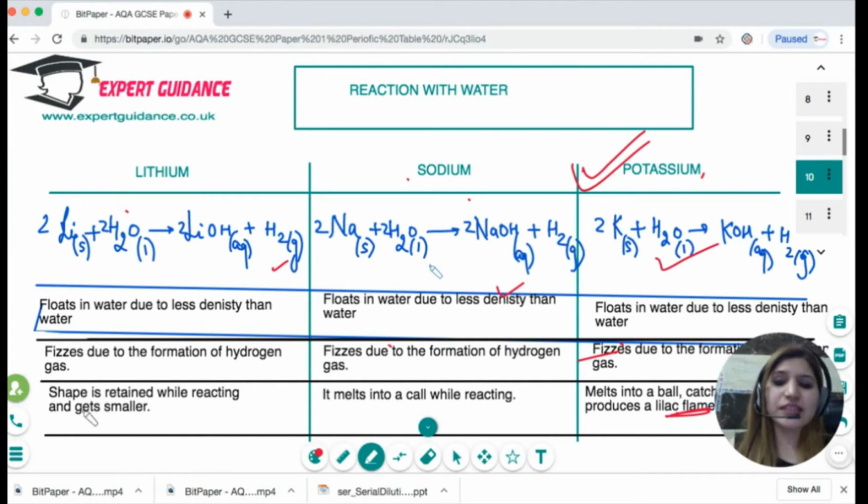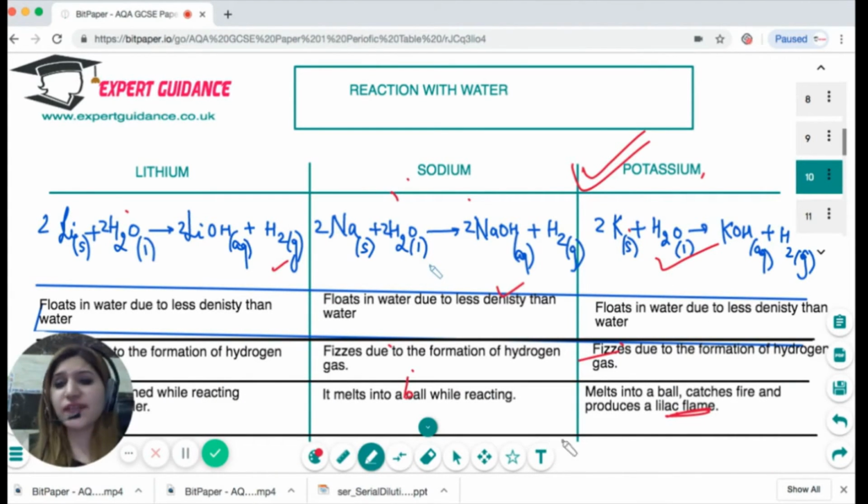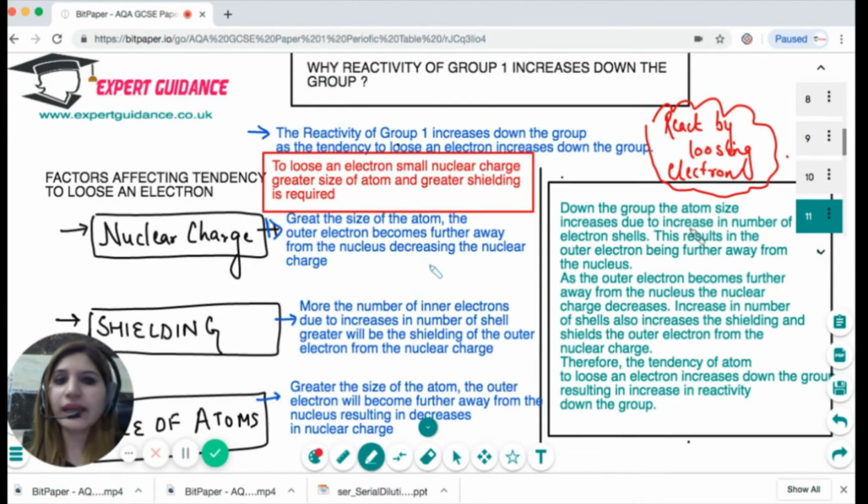In lithium, since it is not that reactive, the shape is retained and it slowly gets smaller. Whereas sodium melts into a ball while reacting, so it will get deformed earlier than lithium. And potassium quickly melts into a ball, catches fire, and produces a lilac flame. This observation can also tell you that the one reacting very explosively is the element which is down the group. So I hope the physical properties, the chemical properties, and the electronic configuration of group 1 are clear to you.